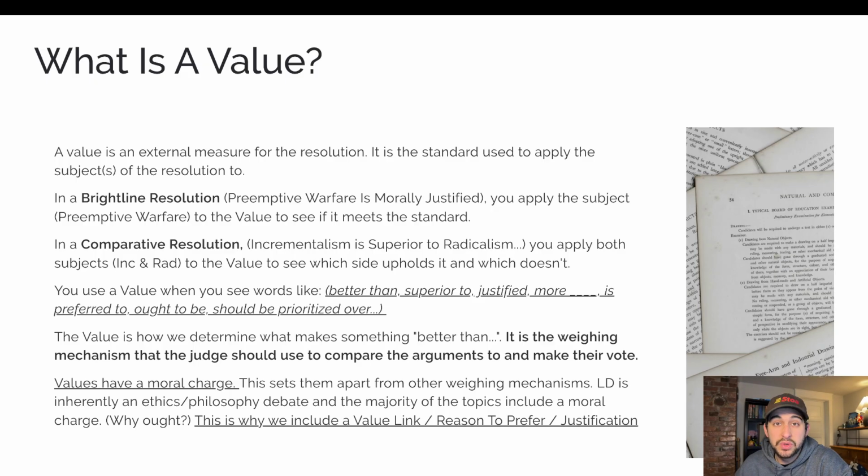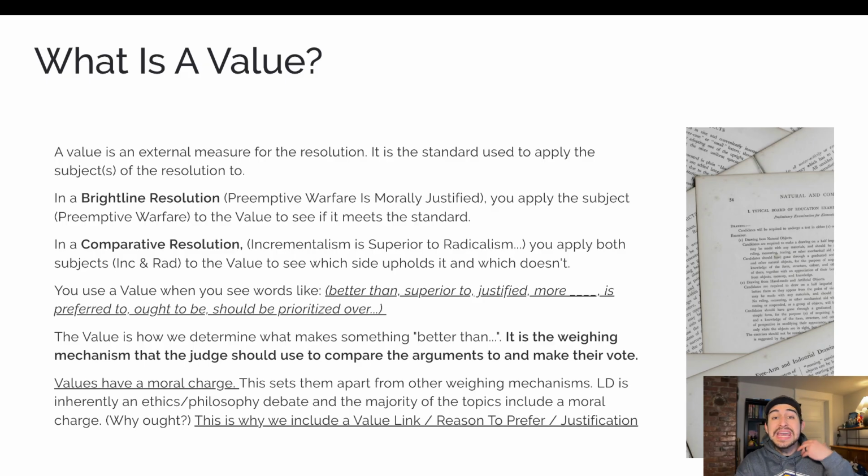It's also what makes Lincoln Douglas values debate different from other forms of debate, because you have to determine why something is better. It doesn't start out as objective, it's actually quite subjective. Things like better than, superior to, ought to be. You have to create a persuasive argument to show why those are the case. They're not just an objective measure.